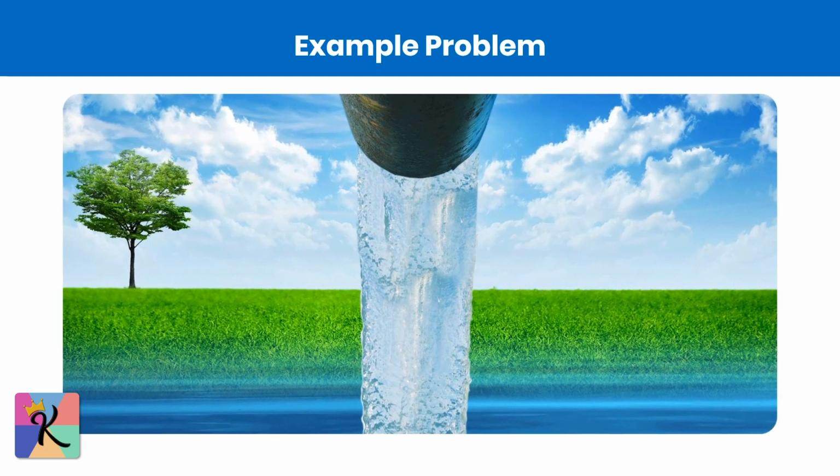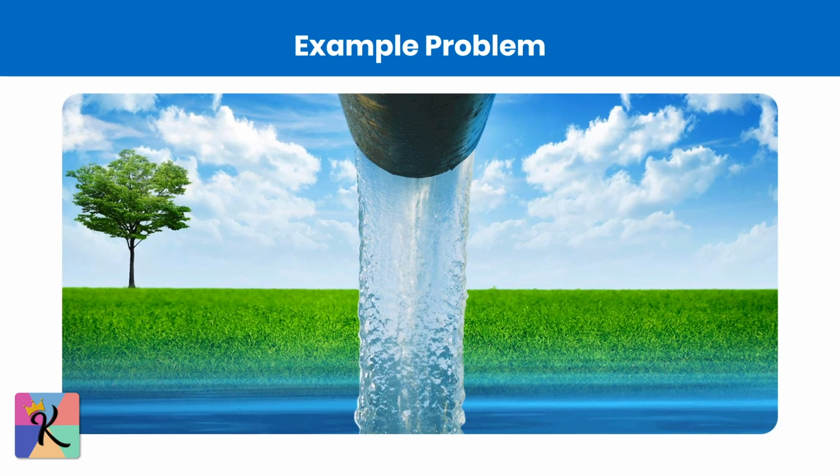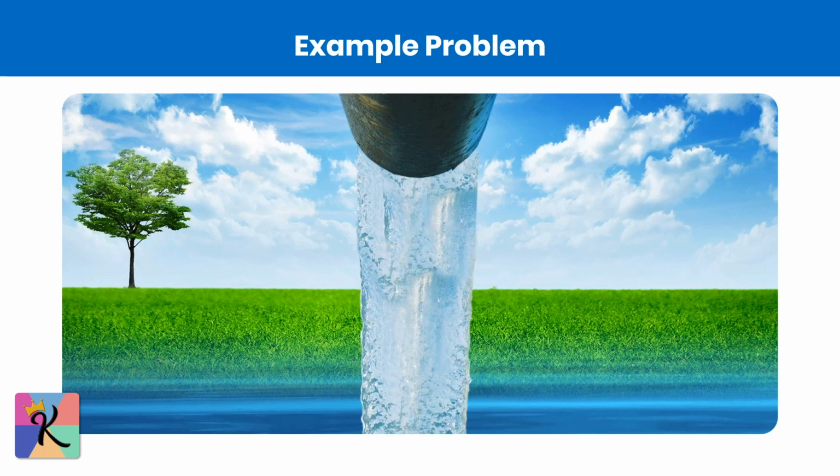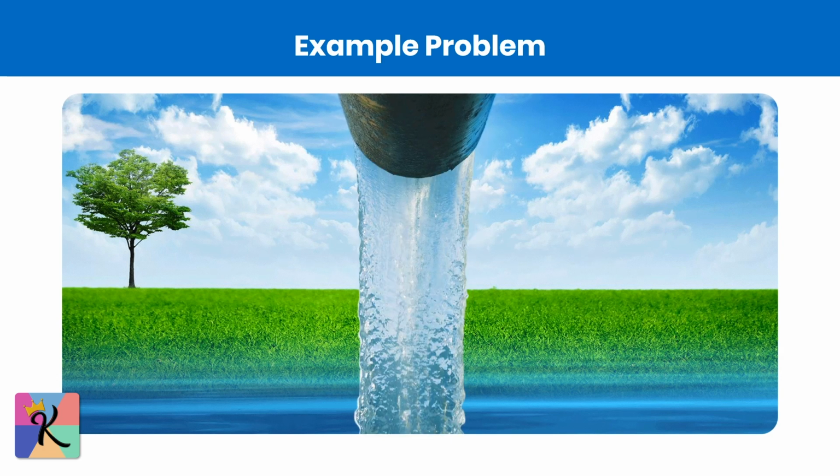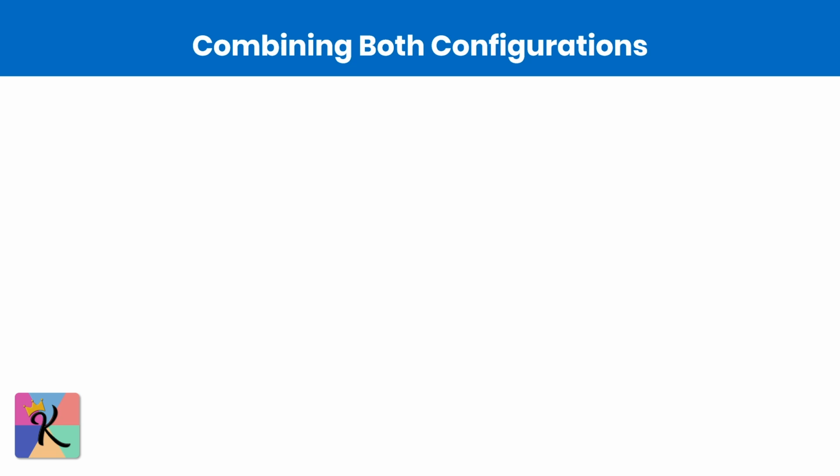Think of this as water flowing through pipes of varying widths in series. The narrowest pipe limits the overall flow, just like the smallest capacitor dominates the total capacitance.